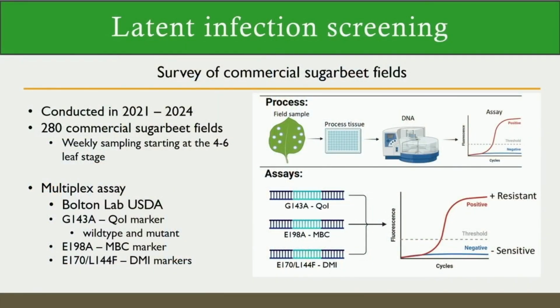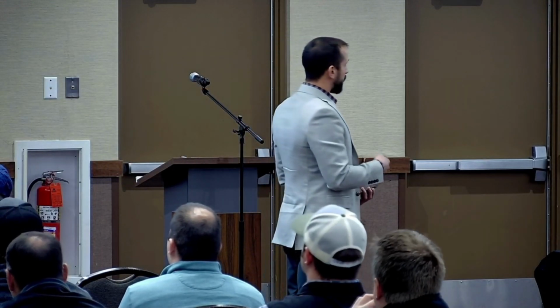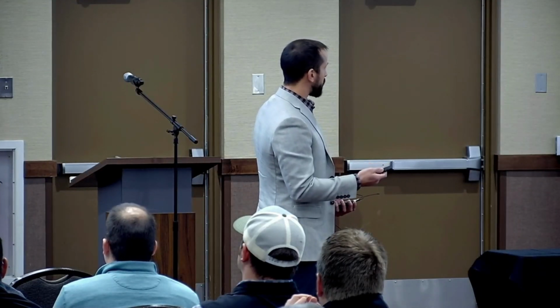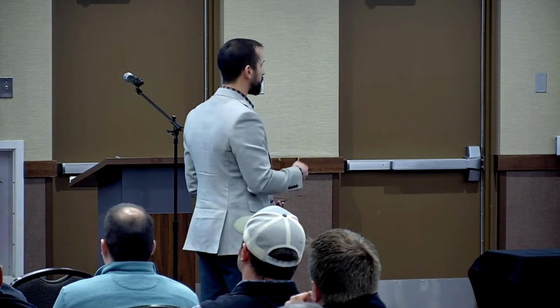So armed with that knowledge as to the conditions that spore germination should be occurring at, we then leveraged our latent infection screening with our molecular tools to see if we could track down and identify when this infection actually begins. And we're using a multiplex qPCR assay. Each of the markers that we run for detecting Cercospora and fungicide resistance mutations were originally developed in the Bolton lab at the USDA.